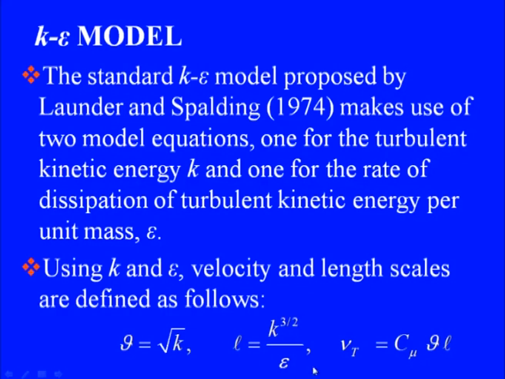So the length scale is the one which relates both the kinetic energy of turbulence to the dissipation of the turbulence kinetic energy, and we can use these two, L and theta, in our eddy viscosity model to estimate nu t, the turbulent kinematic viscosity, as C mu theta into L, where C mu is a dimensionless constant. Now this turbulent kinetic energy equation can be derived from our Navier-Stokes equations by invoking the Reynolds averaging procedure, but the derivation of the equation for epsilon is a bit more complicated. It involves many empirical constants. So we will just list the two standard equations the way they are used.